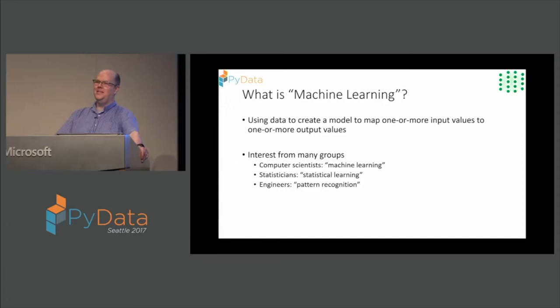What is machine learning? All right, so how does Dave define machine learning? Dave defines machine learning as using data to create a model, and these are mathematical models, so there's going to be a tiny little bit of math, to map one or more input values to one or more output values. And this has interest from many groups, as you might imagine. And these people have different names for the same things. So for example, the computer scientists call this machine learning. The statisticians call this statistical learning. The engineers call this pattern recognition. All the same stuff, same themes.